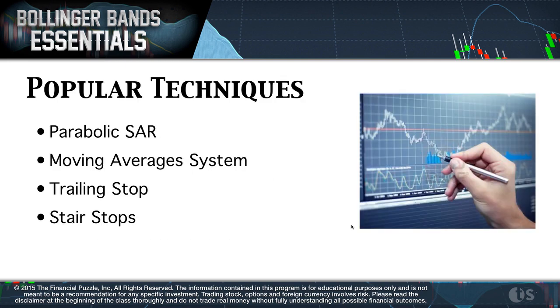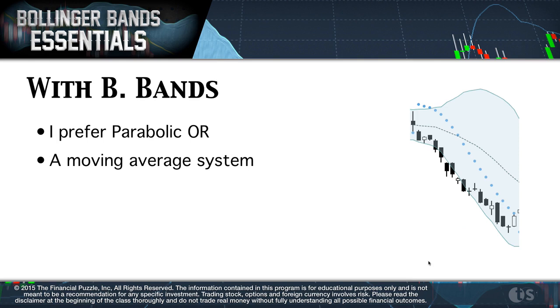So let's talk about some popular techniques here. One popular technique, especially with the Bollinger Band system, is to use a parabolic stop, parabolic SAR. The moving average system is a popular system. A trailing stop is a popular system. I'm not a huge fan of it, but it is a popular system. And then a system known as stair stops is another decently popular system that was kind of popularized back in the 1930s.